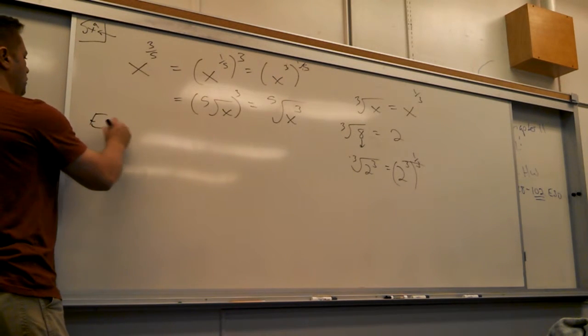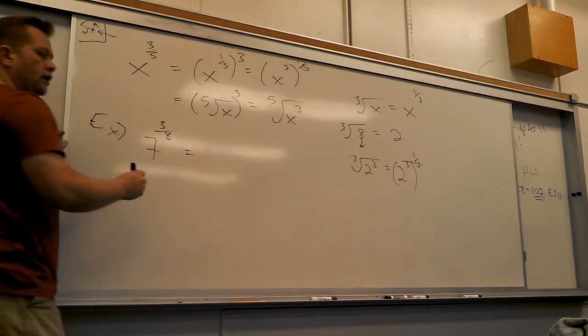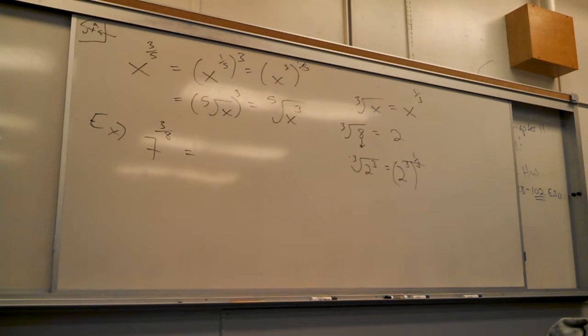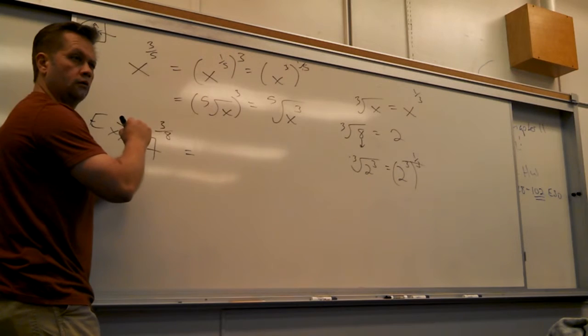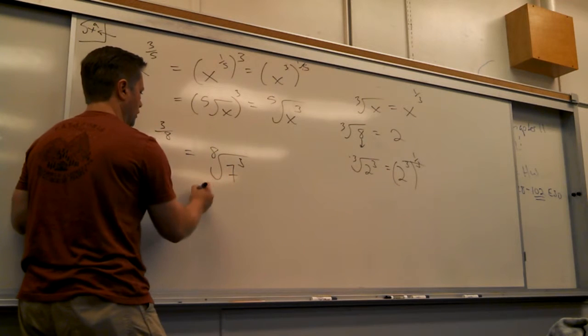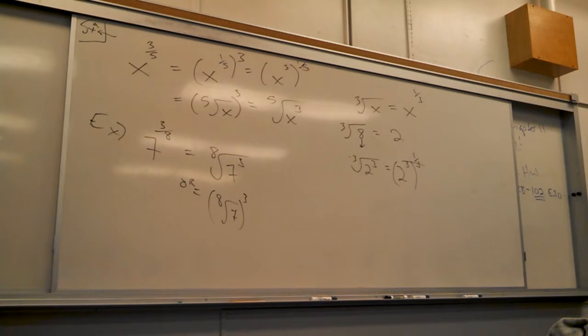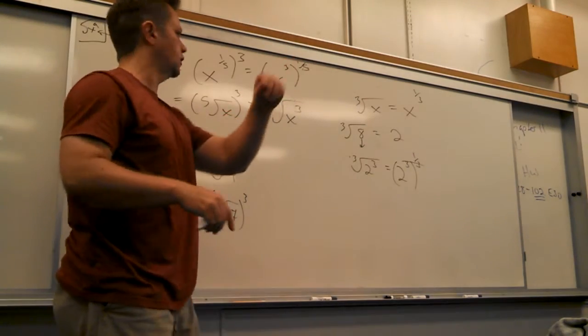So if I had, for example, 7 to the 3/8 power, how would you rewrite that in root form? 8th root. The 8th root of 7 cubed, or you could write 7 to the 3rd and then the 8th root. Either way, I don't care. You see that? As long as 3 is the power and 8 is the root, because it's on the bottom, it's valid. It works. All right. The denominator is the root.